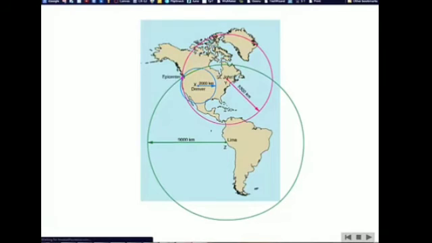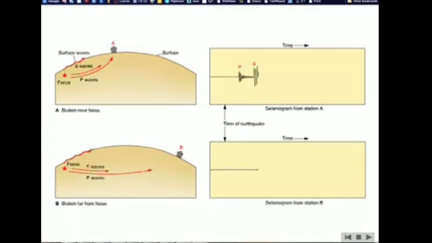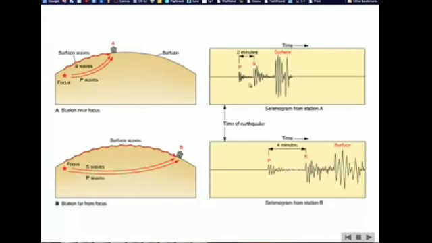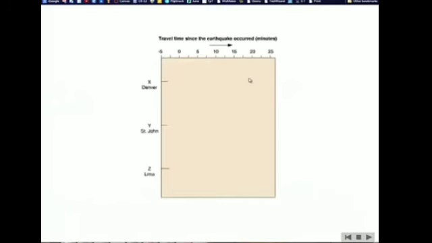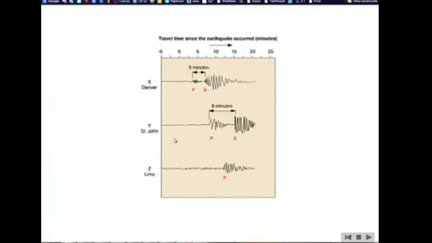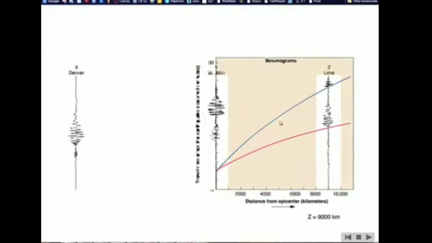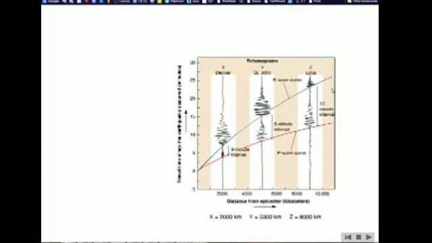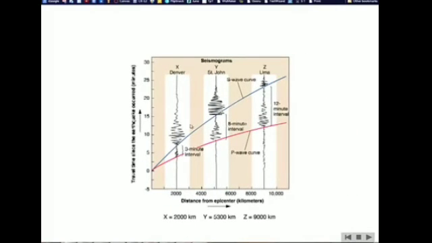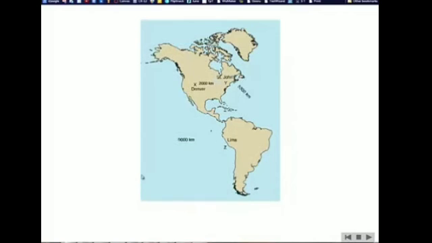But real quickly, what you want to see happening here is we have our seismic stations. They get our P and our S waves. We measure the time difference between the P and the S wave. We want to do it for 3 locations. So we have Denver, St. John, and Lima. We get the time differences, 3, 8, and 12 minutes, and a 3-minute gap, an 8-minute gap, and a 12-minute gap will give us certain distances, and we'll figure that out in class.